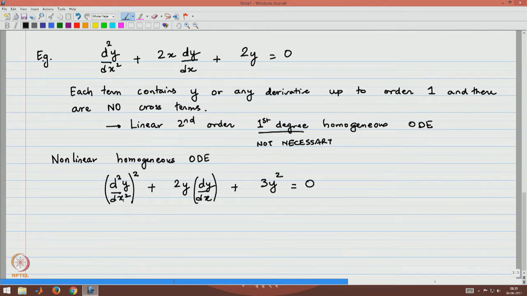So, each term is second order in y, each term is second degree. Yeah, I should probably change this to degree, okay, and above. So, each term is second degree in y or any derivative.